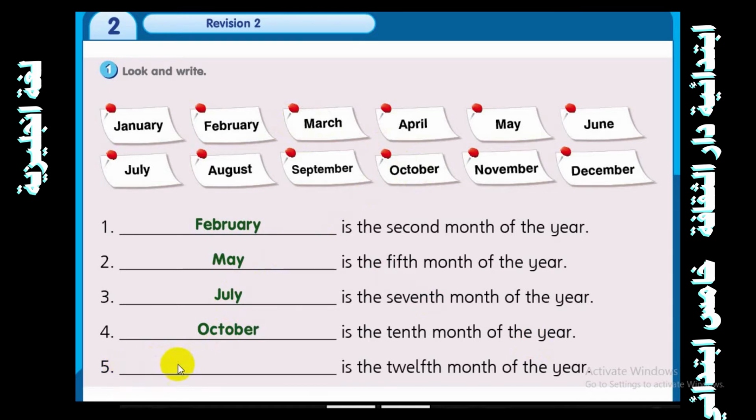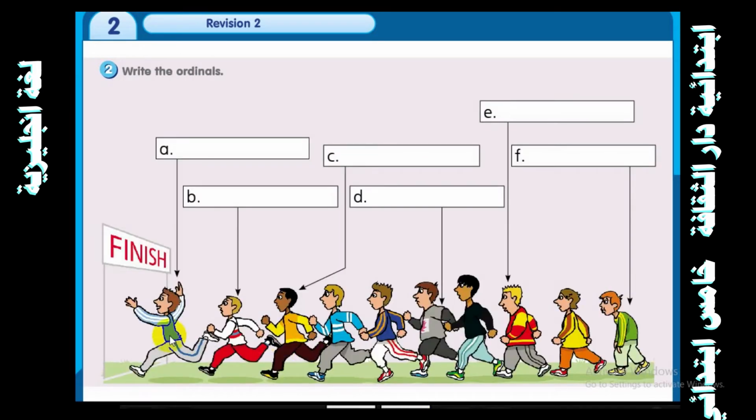And number 5, space is the 12th month of the year. And as you know, how many months do we have? We have 12. So the 12th one will be the last one, which is December. Now move to activity 2.